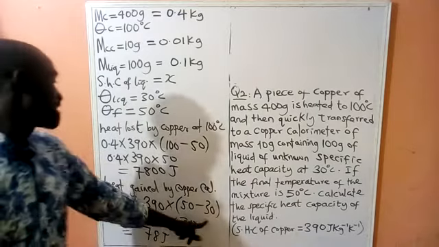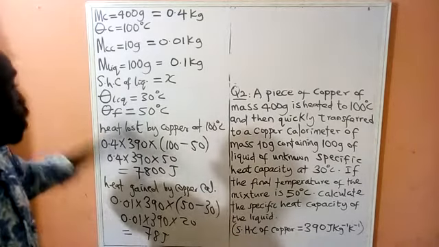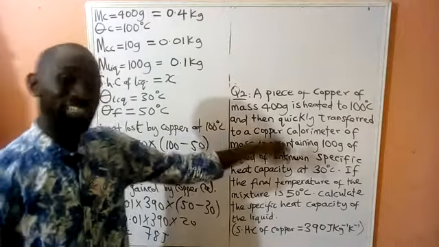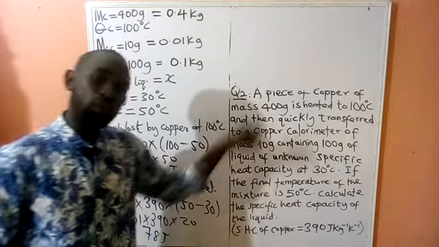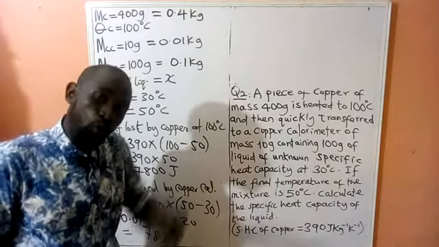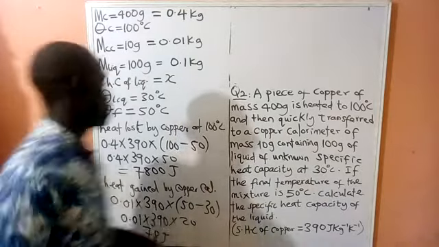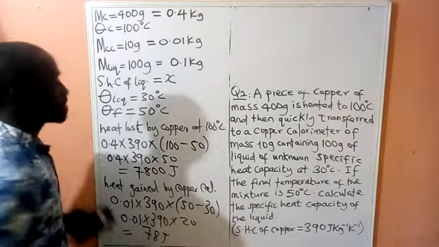Why did I use 30? Because this temperature of the liquid is also the temperature of the copper calorimeter. Because that liquid is inside the copper calorimeter. So it means the temperature of the liquid inside it will be equal to the temperature of the copper calorimeter. Are you with me? So that's why I use 30 here. So what's the next thing?